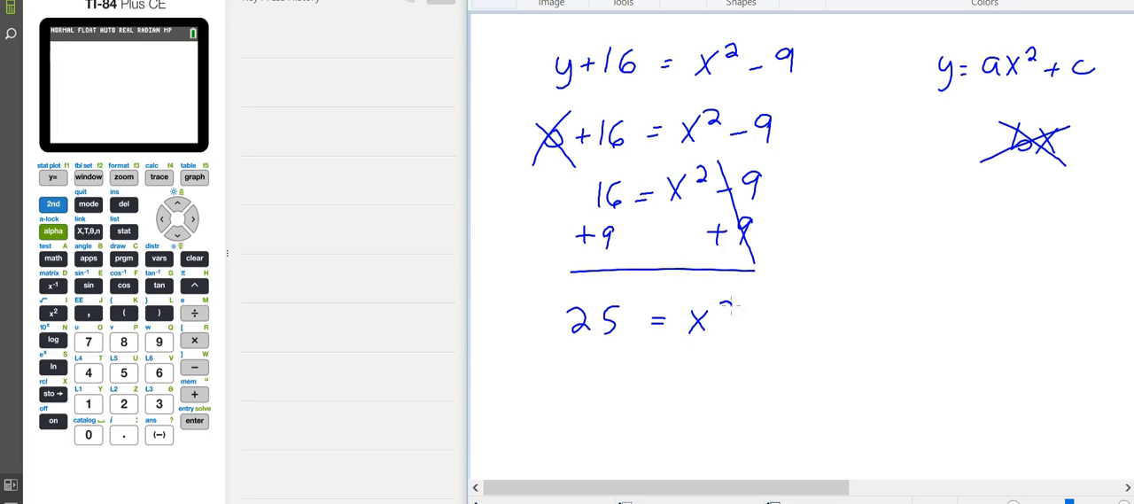25 is equal to x squared. Now we want to get x alone. Now we have x squared. We want to get x. Square root of x squared, the square root of 25.